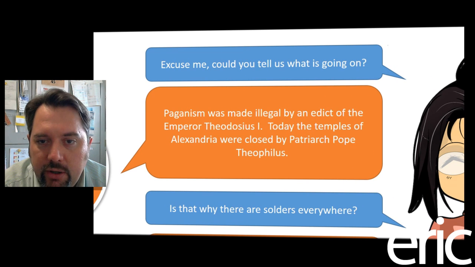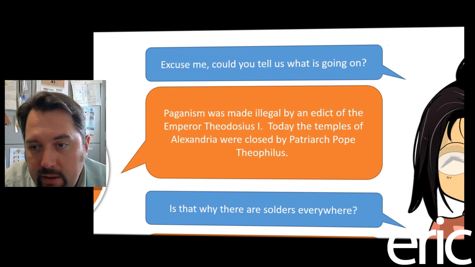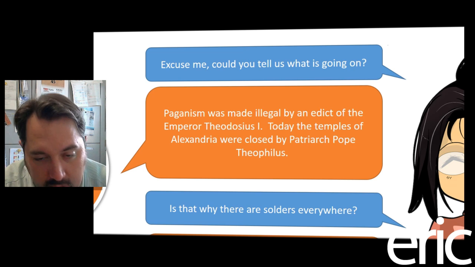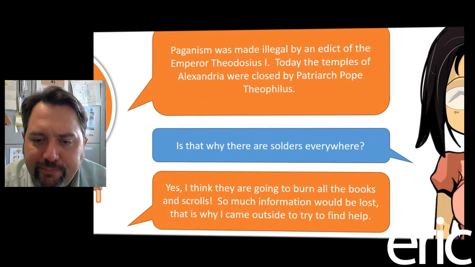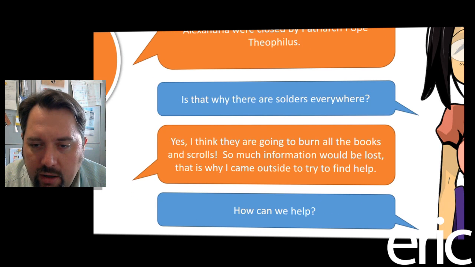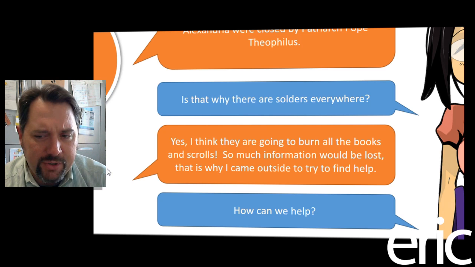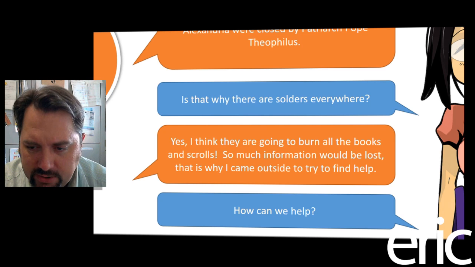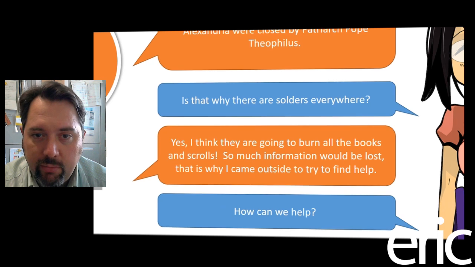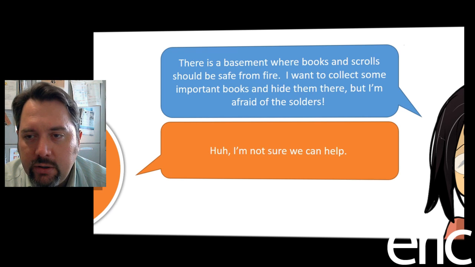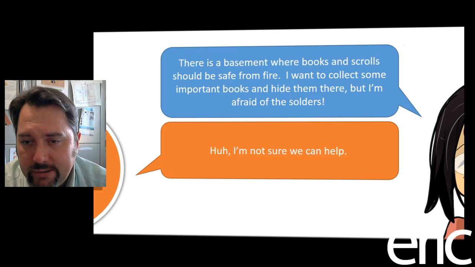Excuse me, could you tell us what's going on? Paganism was made illegal by an edict of the Emperor Theodosius. Today, the temples of Alexandria were closed by Patriarch Theophilus. I can't even pronounce it right. Is that why there were soldiers everywhere? Yes, I think they're going to burn all the books and scrolls. So much information would be lost. That's why I came outside to try to find help. How could we help? There's a basement where books and scrolls should be safe from fire. I want to collect some important books and hide them there, but I'm afraid of the soldiers. I'm not sure we can help.